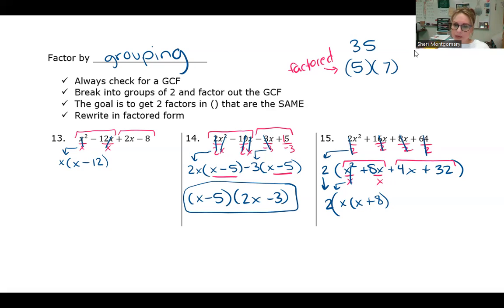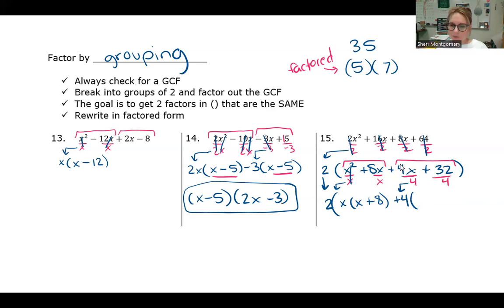So for my second group, I have a 4x and a 32. I can pull a 4 out of both of them. And when I pull out that 4, I have to bring it out in front. Are we dividing out a positive 4 or a negative 4? A positive 4. And our goal is we need to have 2 factors that are x plus 8. So keep that in mind.